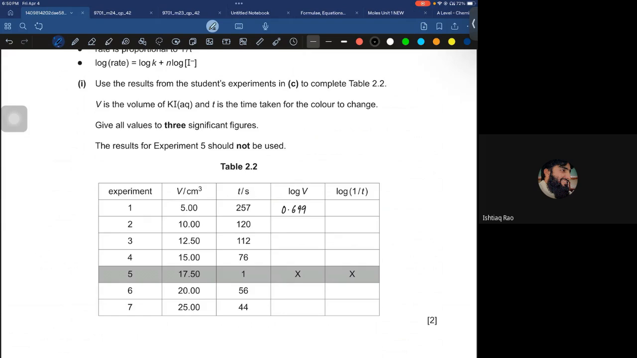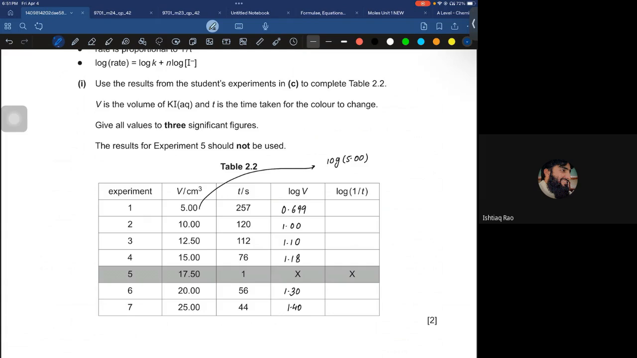What I am doing, of course, is taking a log of 5.00. Then the same goes with 10, I would be getting 1.00. Same goes with 12.5, I would be getting 1.10. Same goes with 15, I would be getting 1.18. Then with 20.00, the answer is 1.30, and then the answer is 1.40. I have taken log of V.